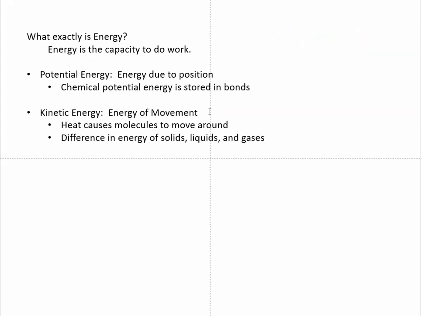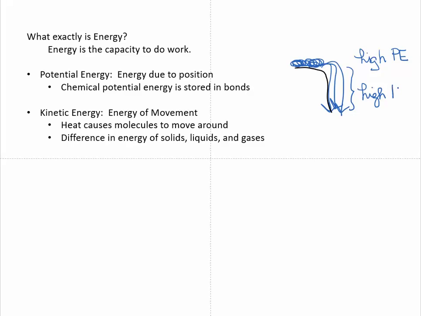Kinetic energy, on the other hand, is energy of movement. So again, going back to our very typical physicist example, we have our waterfall. We have a bunch of water here at the top of the waterfall about to go over the edge that has high potential energy. And then as the water falls and crashes down to the bottom, all of this moving water has high kinetic energy. Lots and lots of movement.